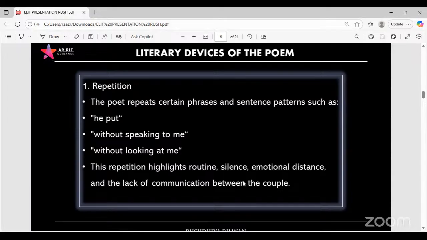The poet repeats the structure of the line. He poured, he put, he stirred, he drank, and he put down. So this repetition sounds almost mechanical, like steps in a routine. So this shows that the man is not thinking or feeling. He is just going through motions. So these are the repetition of the poem, the literary devices.